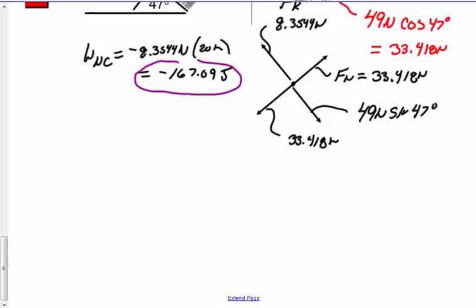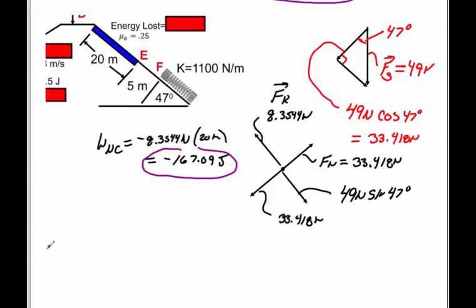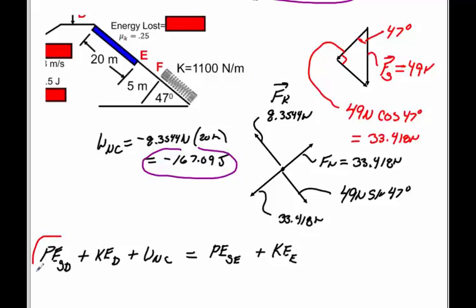So I'm going to rewrite the equations. We're going to write the gravitational potential energy at D, plus the kinetic energy at D, plus the work done by non-conservative forces, must equal the gravitational potential energy at E, plus the kinetic energy at E.